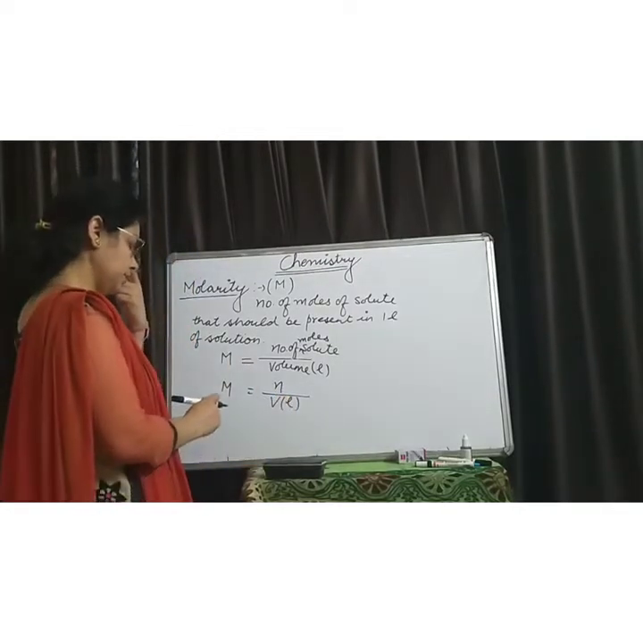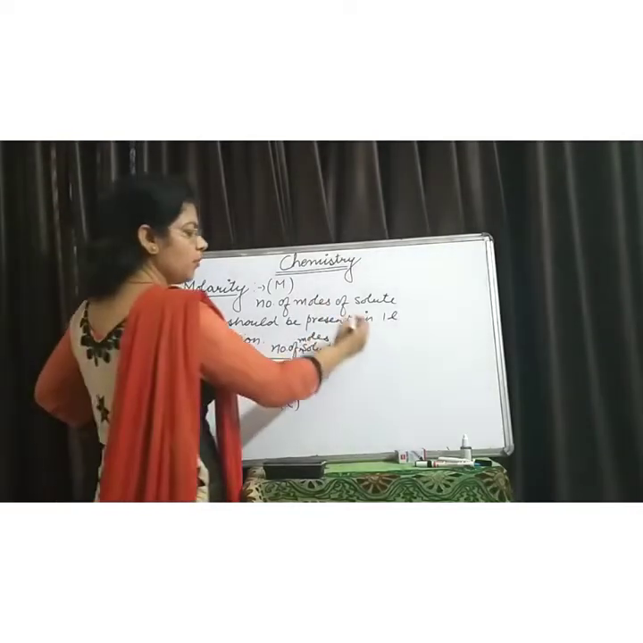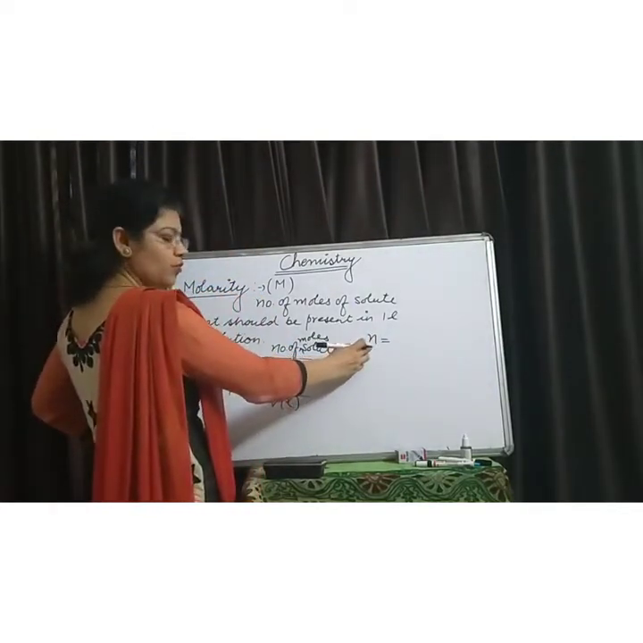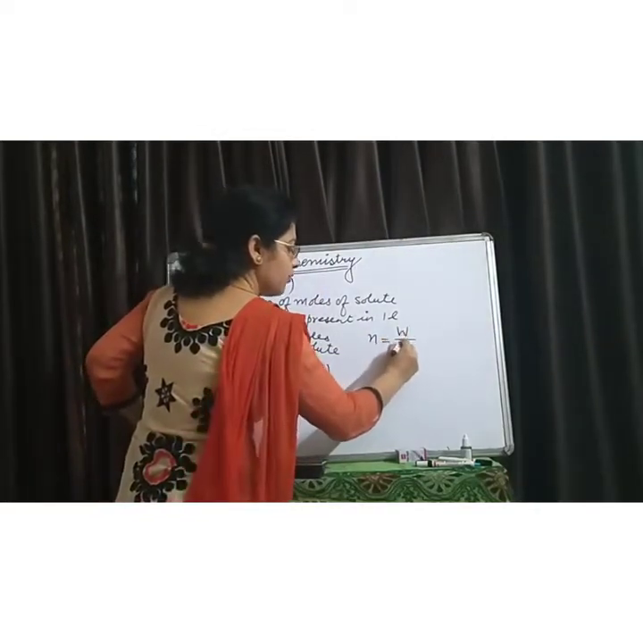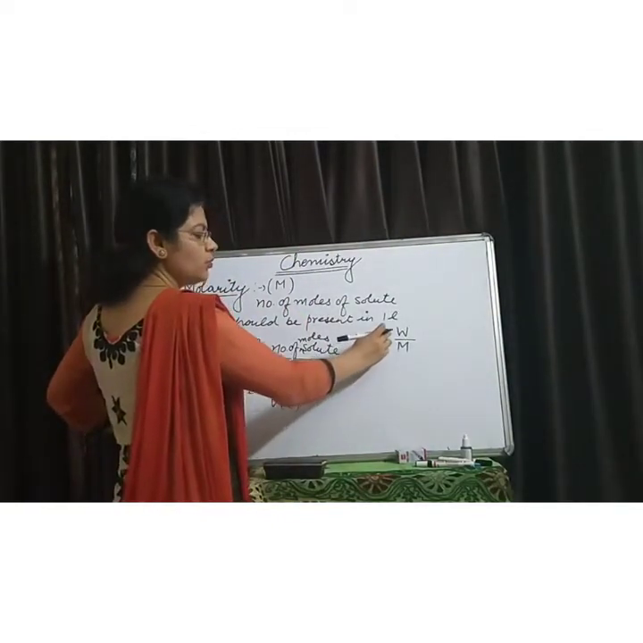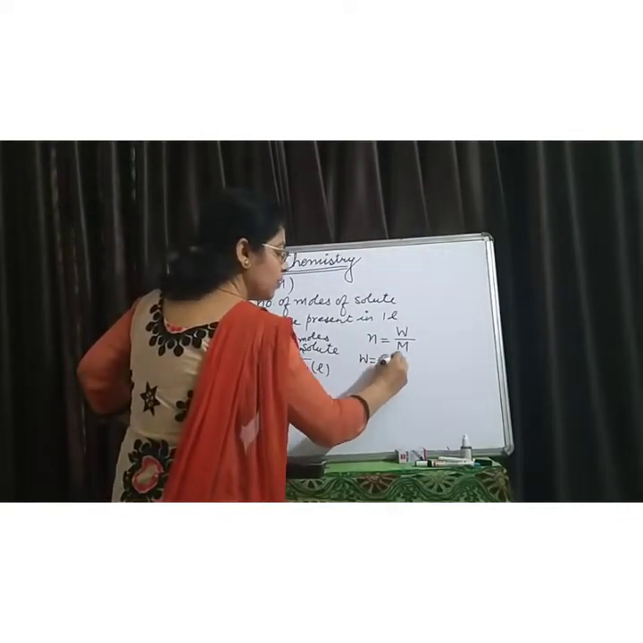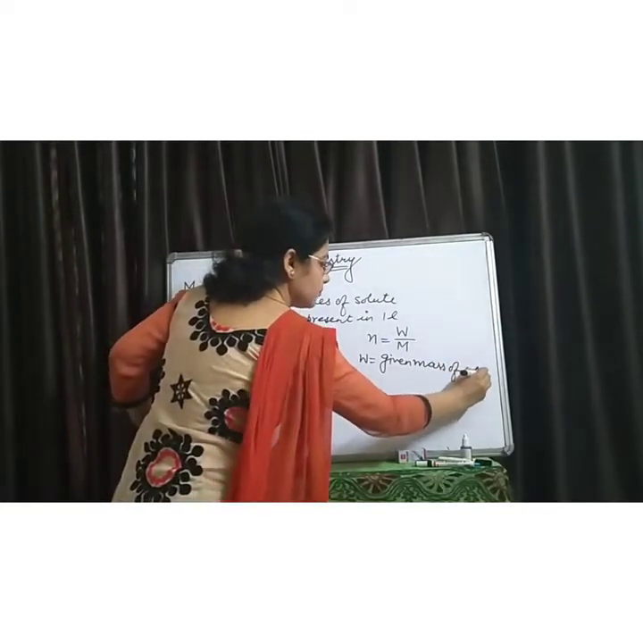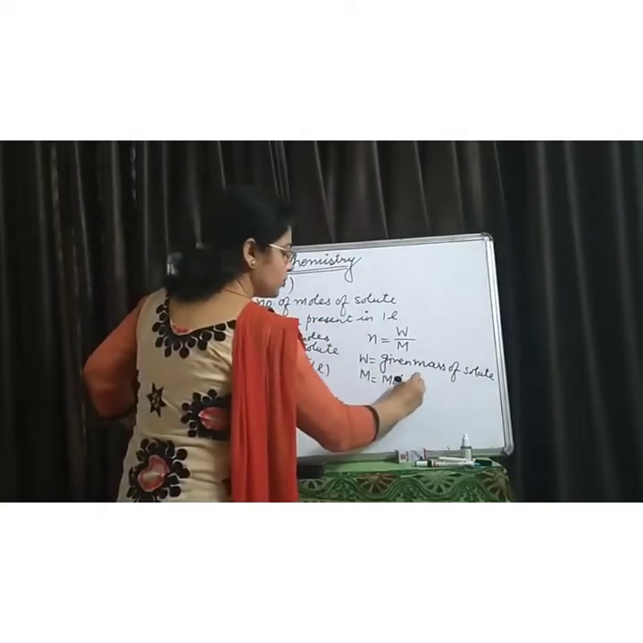One more thing, how do we find the number of moles of the solute? The number of moles of the solute is given mass divided by molecular mass, that is N is equal to W by M, where W is the given mass of the solute and M is the molecular mass of the solute.